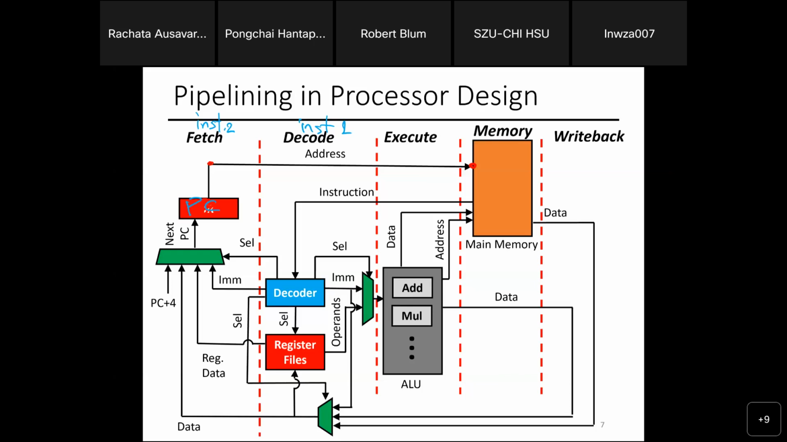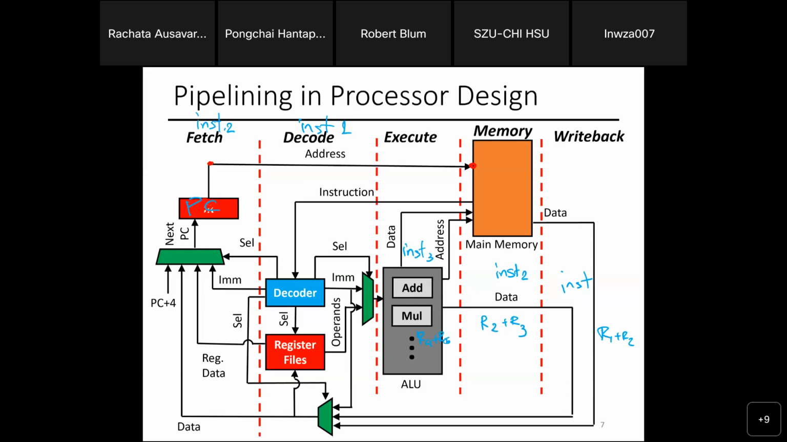Another example. Let's say instruction 1 is in the write back. Instruction 2 is in the memory, right? Instruction 3 is in the execute stage. And let's say all of them are add, right? Instruction 1, I want to do add R1 plus R2. This one, I want to do R2 plus R3. This one, I want to do R4 plus R5.